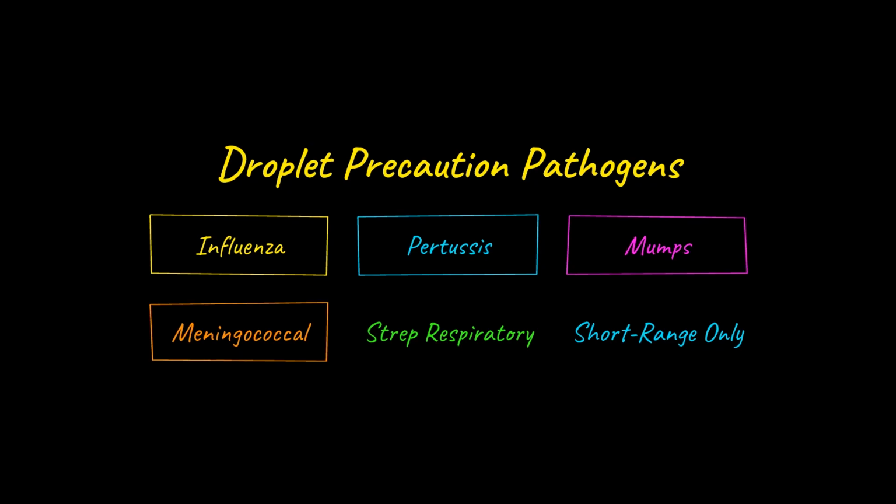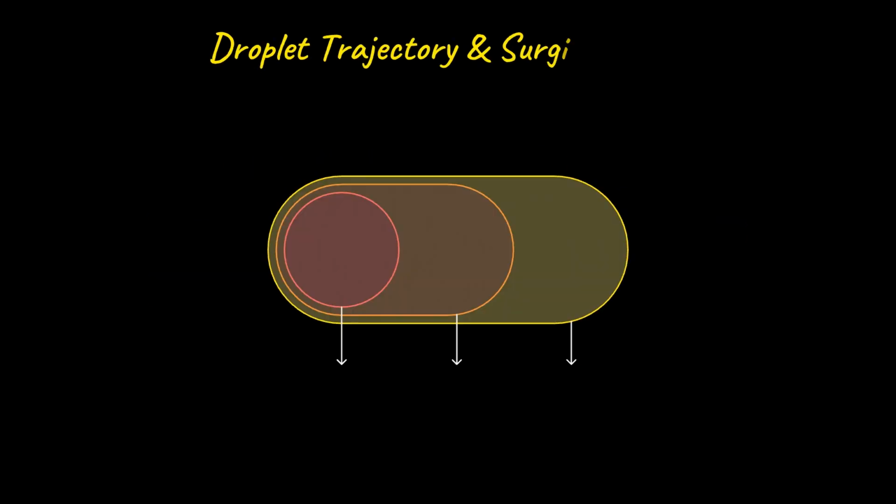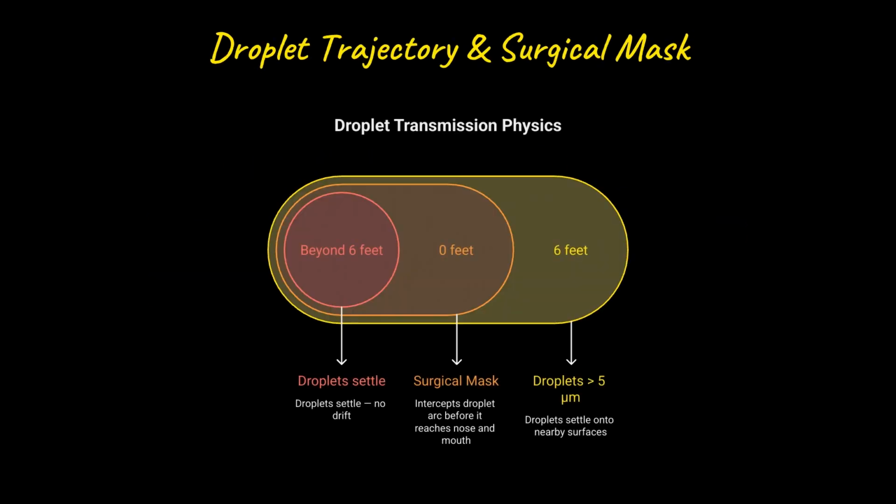These all share the same physics. Their particles are heavy enough to follow a ballistic arc and settle within a few feet rather than drifting through the air. Because larger droplets lose momentum quickly and obey gravity, they settle onto surfaces and masks rather than floating freely. A standard surgical mask intercepts the short-range trajectory, blocking droplets before they reach the wearer's airway and also capturing particles the worker produces, protecting the patient in return.